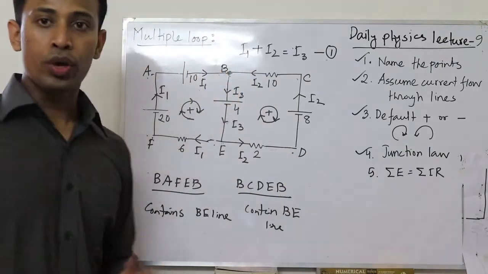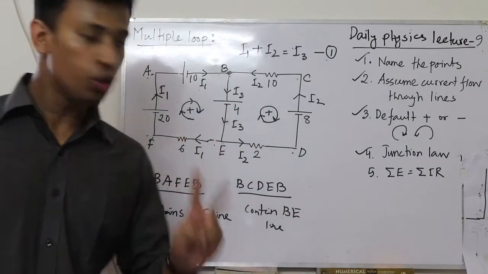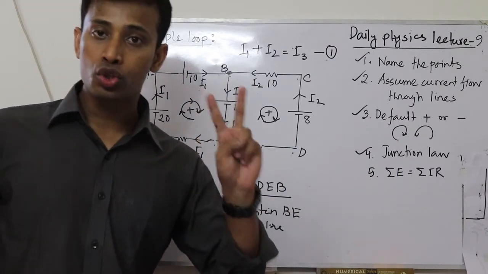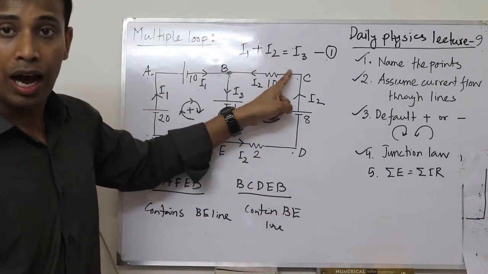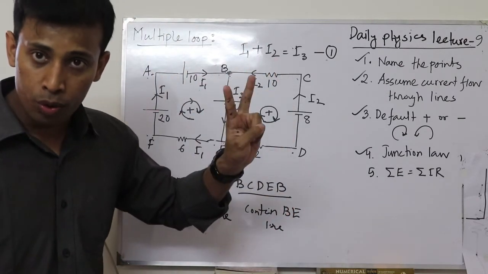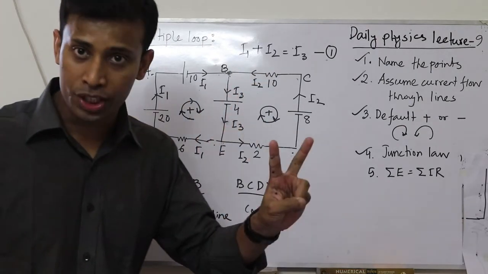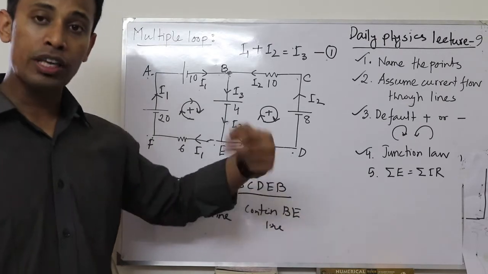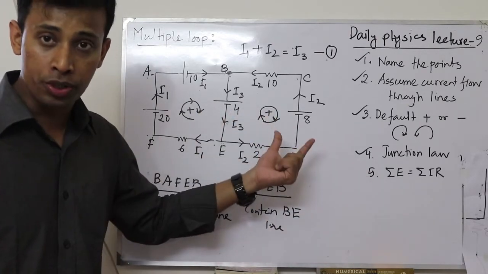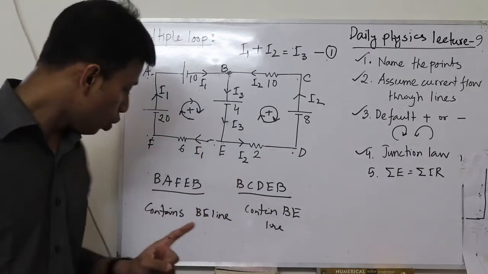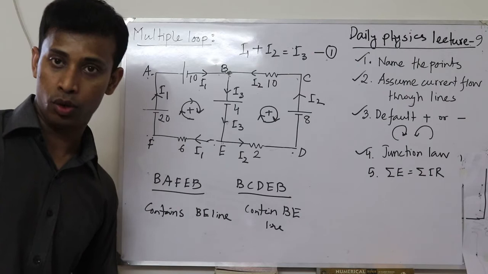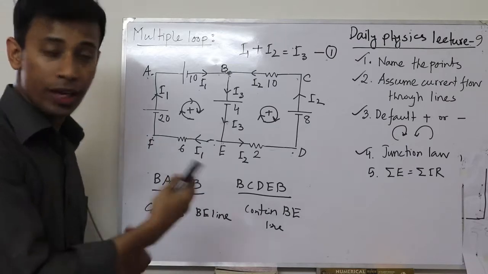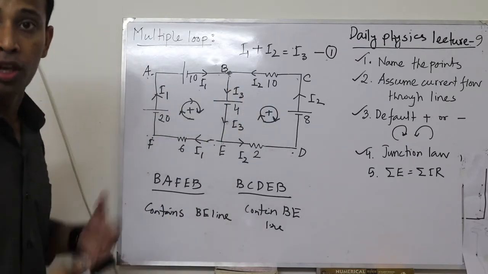Let me remind you, we are choosing two loops because we need to use Kirchhoff's second law twice to get two equations for two unknowns, I1 and I2. We need two values, I1 and I2, that's why we need two equations, and for these two equations we have to use the loop law twice. So we need two loops, and we will use two loops which contain the BE line. Okay, and we got these two small loops. So let's use them.